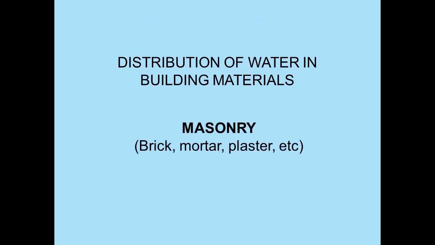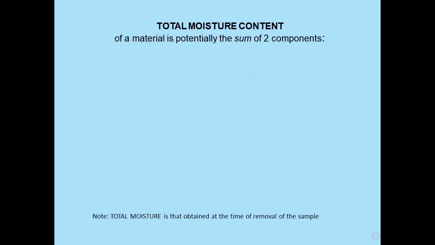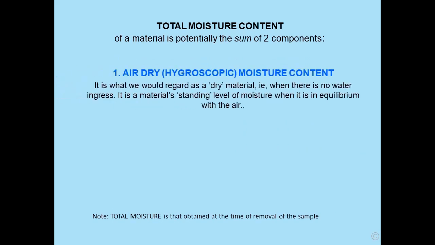First of all, we're going to look at masonry. And by masonry, I'm lumping together here brick, mortar, plaster, and so forth. The total moisture content of a material is potentially the sum of two components. The first component is known as the air-dry or hygroscopic moisture content. And this is what we would regard as a dry material when there is absolutely no water ingress. It's a material's standing level of moisture when in equilibrium with the air.